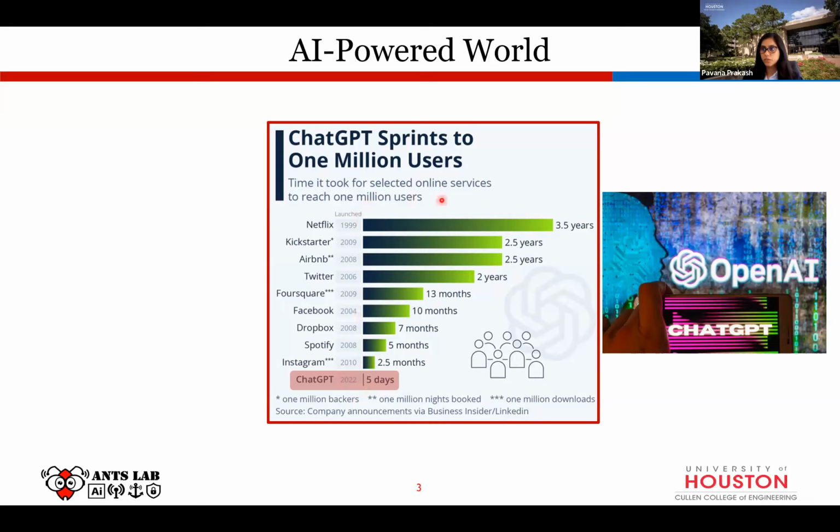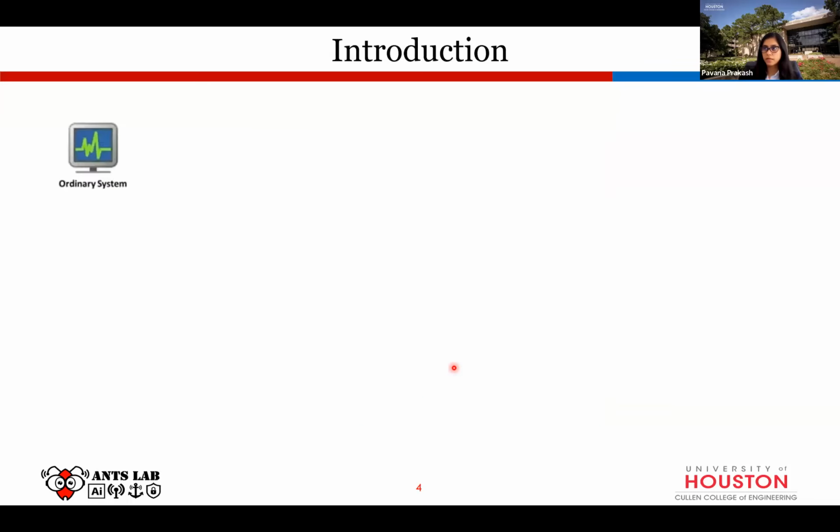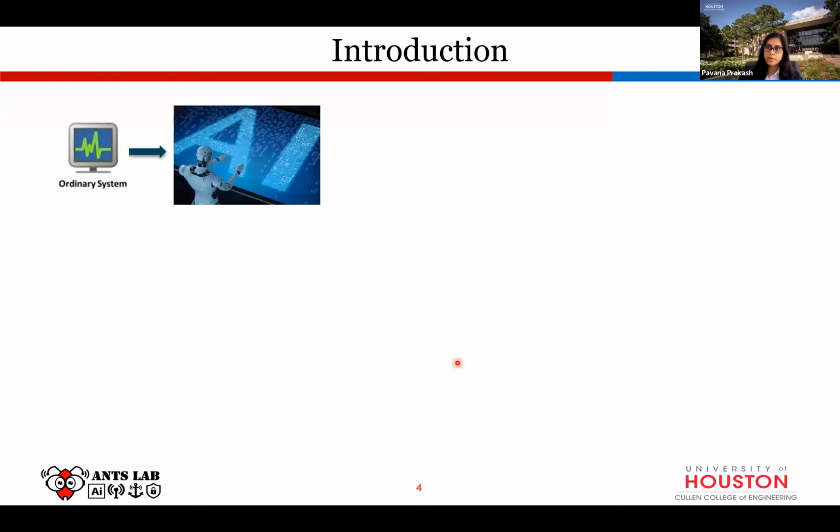So ChatGPT became this important because of certain reasons that I'll talk about that probably made this happen. For that, let me go back a little to the introduction. Let's take any ordinary system that we have today. What happens when you put in artificial intelligence? AI is nothing but human-like ability that you're building in a computer.